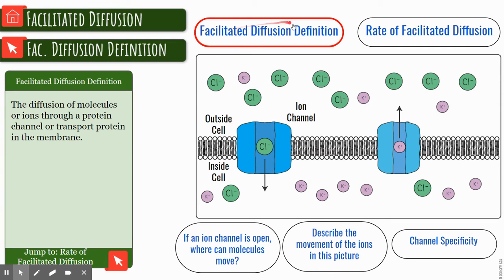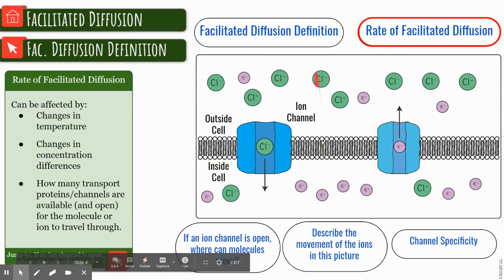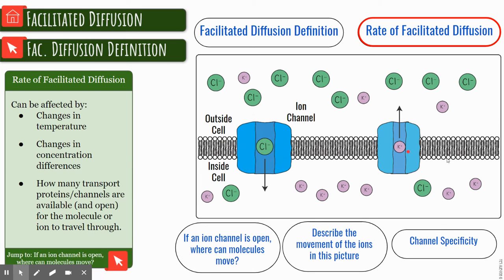The facilitated diffusion definition is a diffusion of molecules or ions through a protein channel or transport protein in the membrane. And just like the other types of diffusion, it can be affected by changes in temperature. The higher the temperature, the faster the rate of diffusion. Changes in the differences in concentration, high concentration to low concentration, those differences. And how many of these transport proteins are actually available and open also has a big effect on the rate of facilitated diffusion.